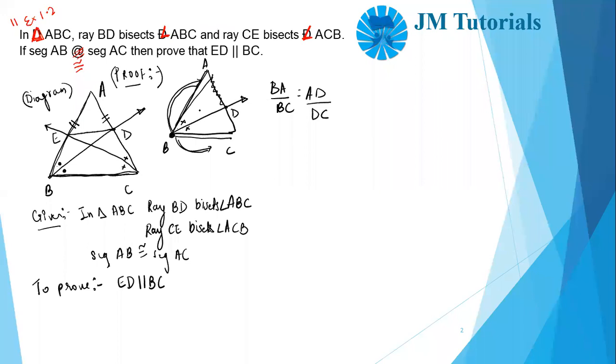For this angle bisector, you start with the angle B, go from B to A, and from B to C. So BA, BC, and since you started with BA, you do this, and then BC, you do this. So BA upon BC is equal to AD upon DC. I hope everyone is clear.